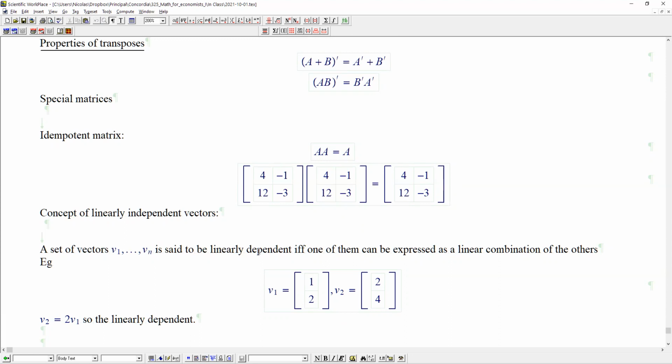And it works too if you have v1, v2, v3, for instance. So v3 is linearly dependent on v1 and v2 if there exist A and B such that v3 equals A v1 plus B v2.